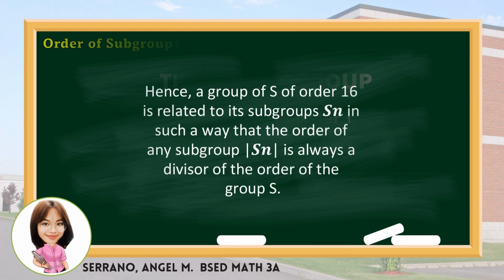Hence, the group S of order 16 is related to its subgroups S sub n in such a way that the order of any subgroup is always a divisor of the order of the group S.